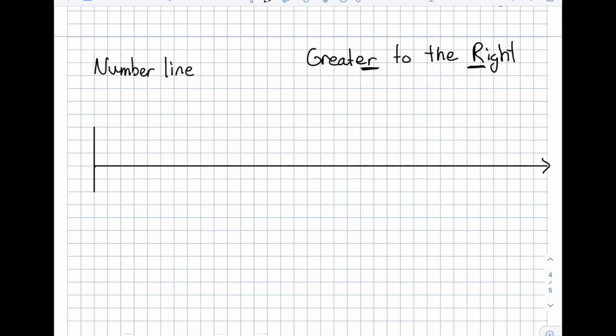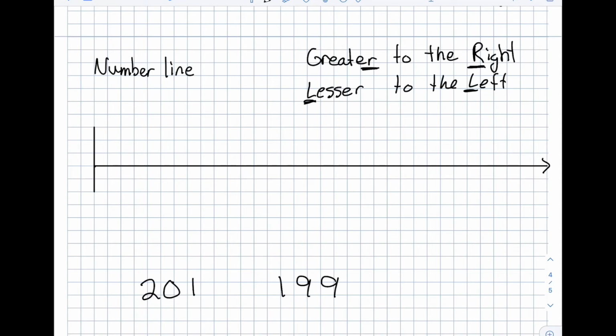We can remember that with the r's, greater to the right versus lesser to the left. A nice little mnemonic device right there. So let's go ahead and plot these numbers, and let's think about what we have. We have 201 and we have 199. So let's look at the largest place value. Here we have 200 and 100.